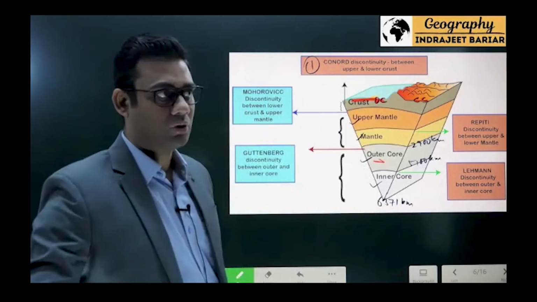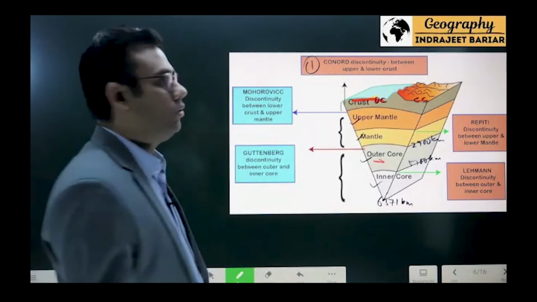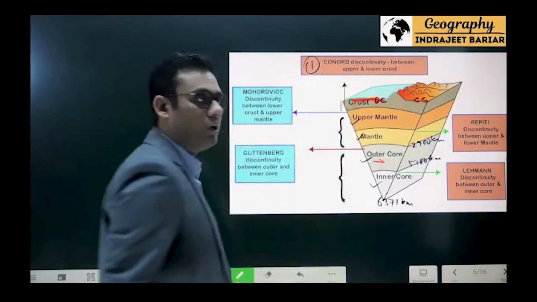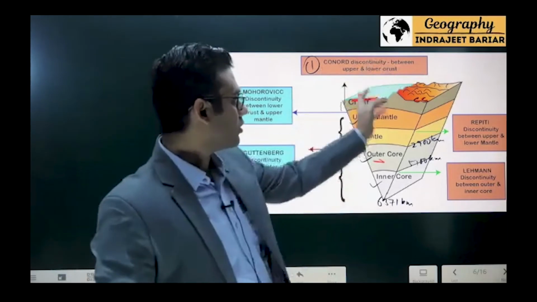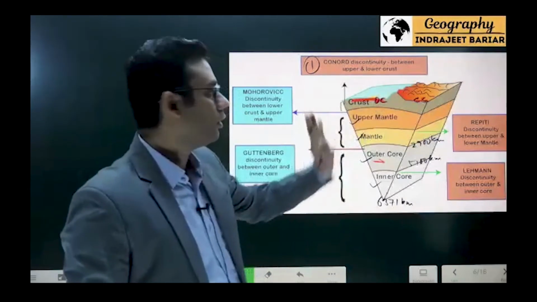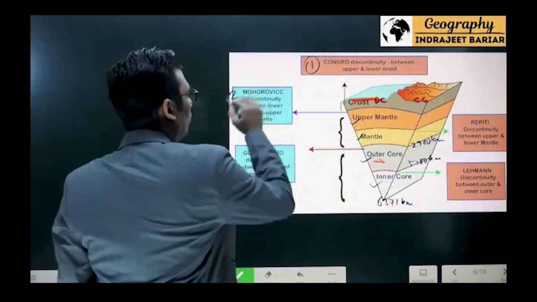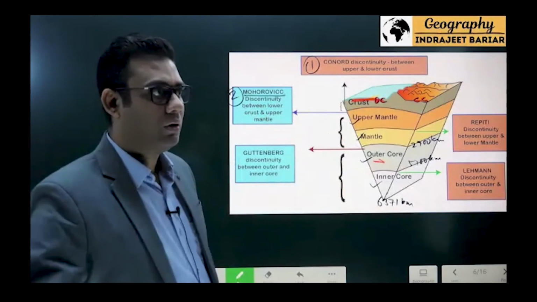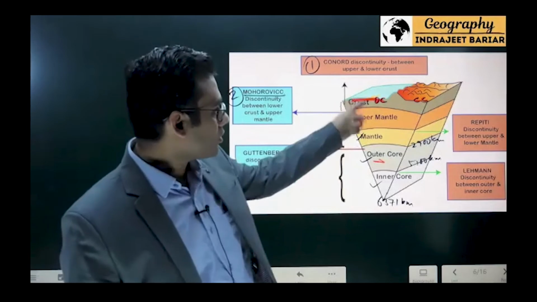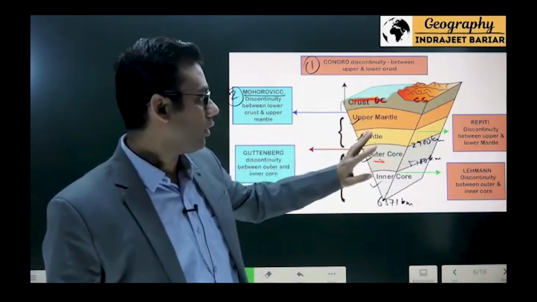So no issues absolutely in that. The first discontinuity that you have is Conrad discontinuity. Conrad discontinuity separates the upper crust and lower crust. Then we have the second, that is Moho discontinuity or Mohorovičić discontinuity. Here the crust and mantle are separated.